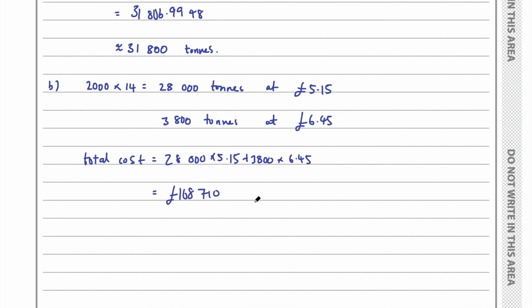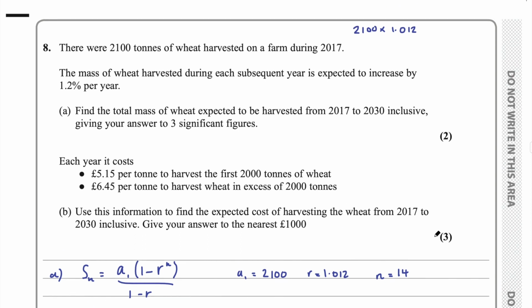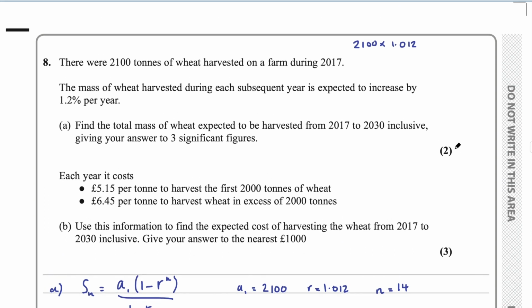And we need to round that off to the nearest 1,000. So 8 is going to round up to 9. So this is going to be approximately £169,000. Okay, so back to the marks. That was worth 3 marks. Part A was only worth 2 marks. And question 8 was a total of 5 marks.